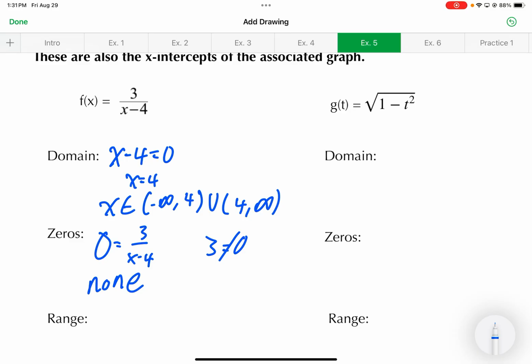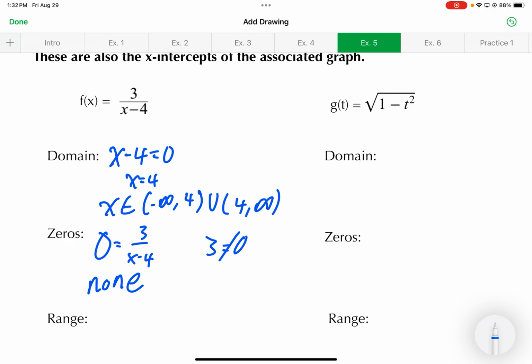So 20 minus 4 is 16. So I get 3 over 16, which is some sort of decimal, right? Bigger or smaller than a half? Smaller. So what's happening to my outputs as x gets really big? It gets closer to 0. And Colin, that's a great way to put it. The bigger my x values get, my outputs are just going to get closer and closer to 0.